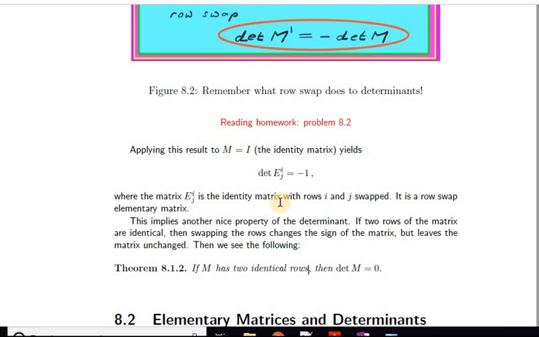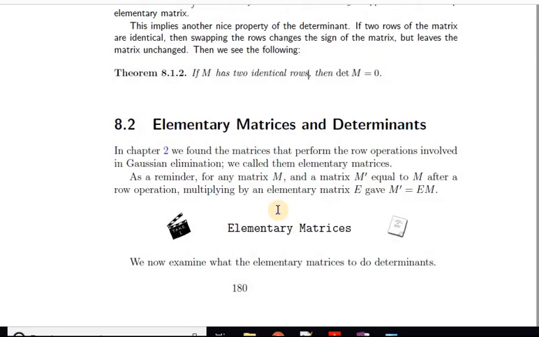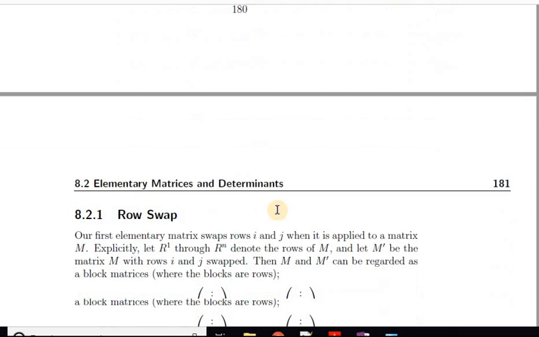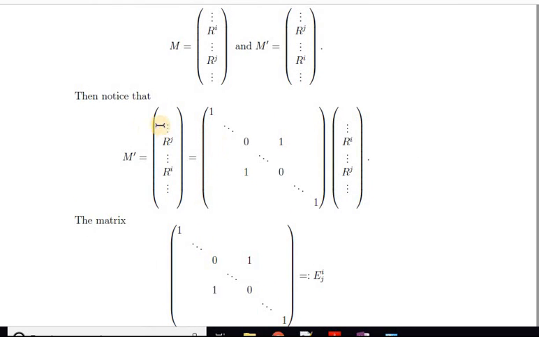All right, so row swap is just one kind of elementary matrix. Let's look at row swap a little bit more and then go on to the other elementary matrices. Now, what does a row swap matrix actually look like? Well, to accomplish a row swap on a matrix, one way of thinking about it is you accomplish the same row swap on the identity and then multiply by the matrix in question.